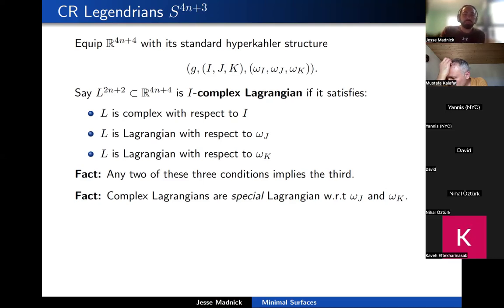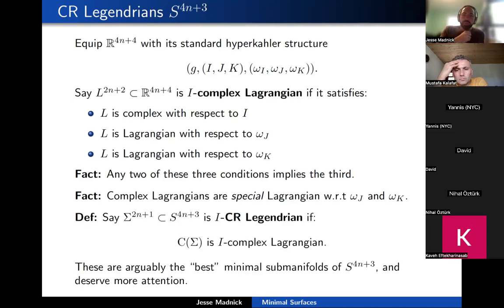Okay, so do complex Lagrangian cones exist? They do. There are non-trivial complex Lagrangian cones in Euclidean space. And their links, I have to call the link something, so I'll say that the link of such a thing is called an I-CR Legendrian. And I would argue at least that these are among the best minimal submanifolds in 4n plus 3 spheres. And it's likely that they will show up here and there in various index characterizations and further studies going forward.